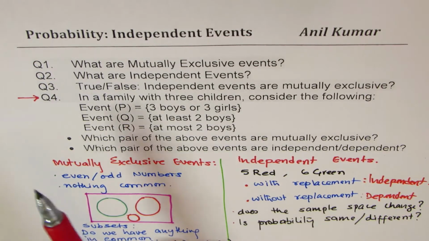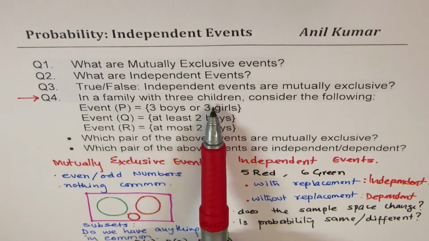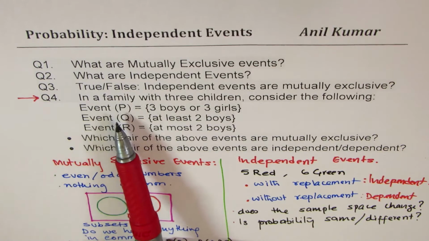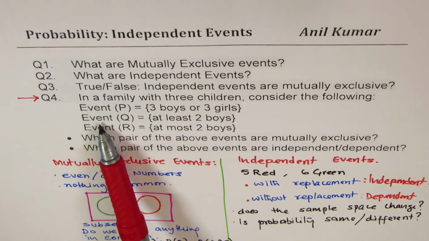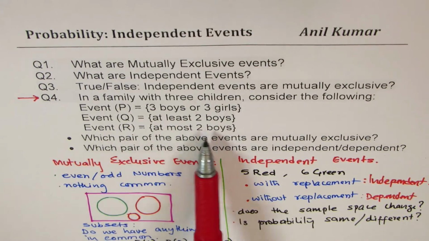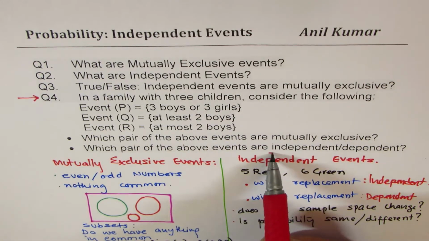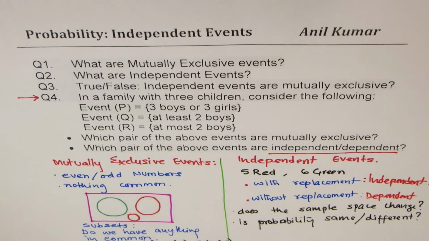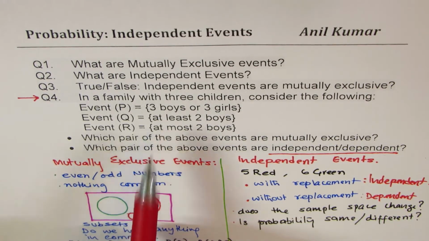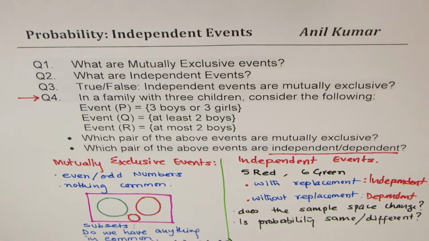Now, let us look into our question number 4, which is, in a family with 3 children, consider the following. Event P, 3 boys or 3 girls. Event Q, at least 2 boys, and R is at the most 2 boys. Can you answer this question? Which of these pairs are independent and which are dependent? From our definition so far, we are unable to answer this question. That means something is missing. The missing part will be discussed in this particular video, and let me talk about it now.